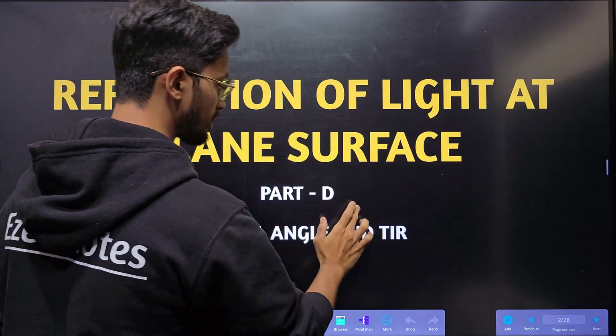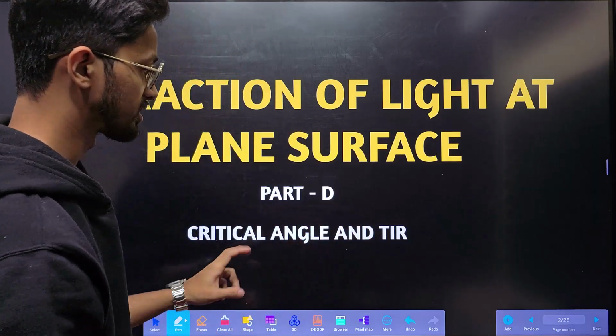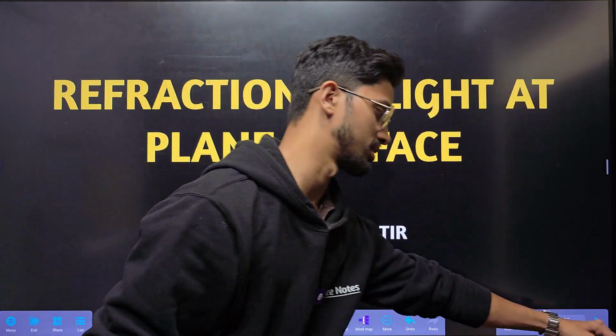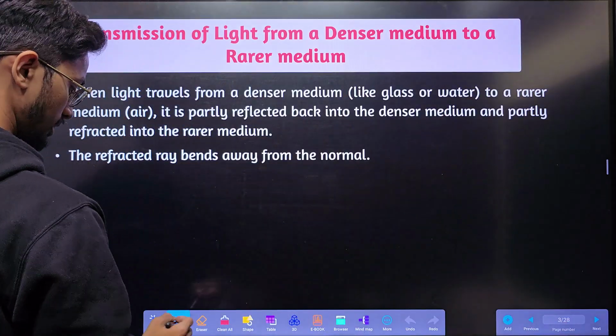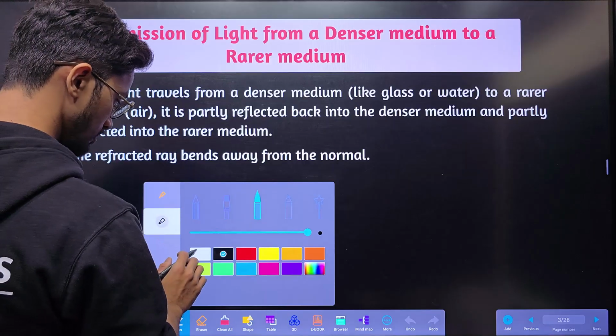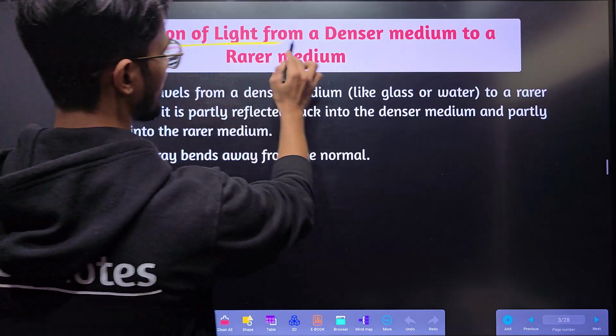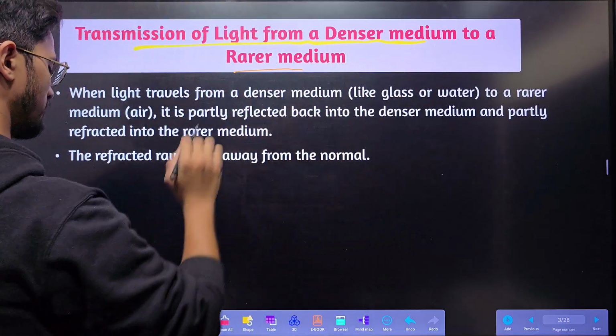Today we'll be starting part D, that is the last part of this chapter: critical angle and total internal reflection. Okay, let's see. Transmission of light from a denser medium to a rarer medium.